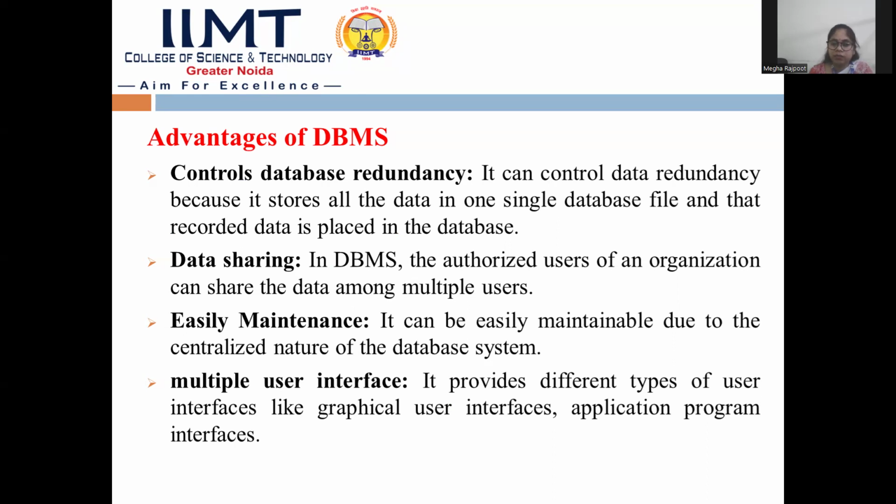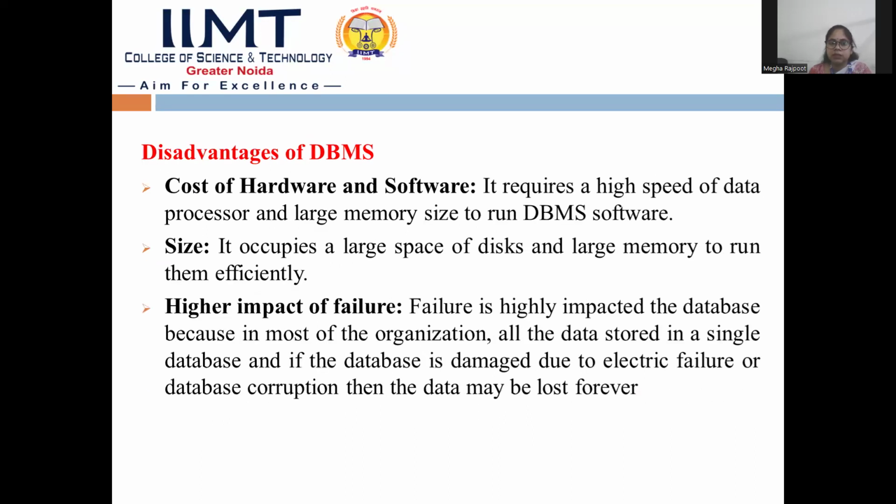Easily maintainable: we can say it can be easily maintained due to the centralized nature of the database system. Next, multiple user interfaces. It provides different types of user interfaces, like graphical user interface and application program interface. So these are the advantages of DBMS.